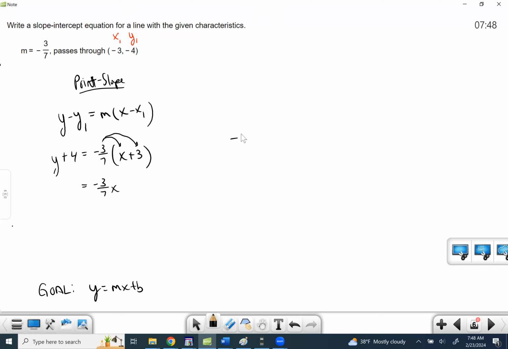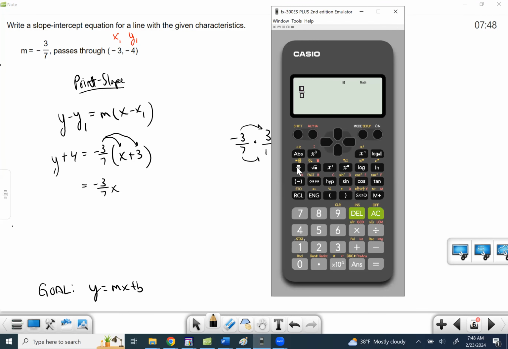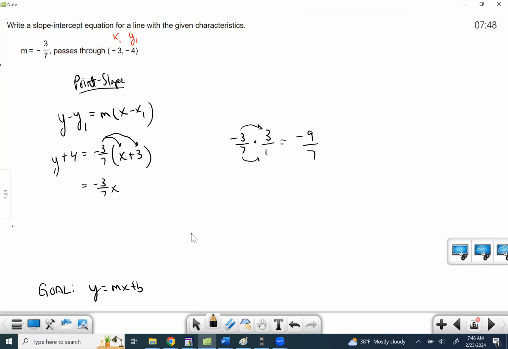And we're going to distribute the negative 3/7 in there. So what's happening is we're taking negative 3/7 and multiplying it by 3, right? So we're going to have to put the 3 over 1, and we're just going to multiply straight across. So we're going to get negative 9, and we're going to get 7. Now, again, if you're just terrible at fractions, it's fine, you guys. Just use the calculator then. So we've got negative 3/7, right arrow, times 3. And it'll pop out the negative 9/7. So it's going to be negative 9/7.